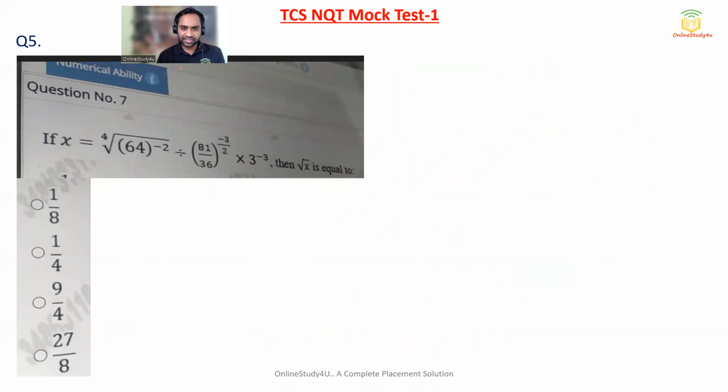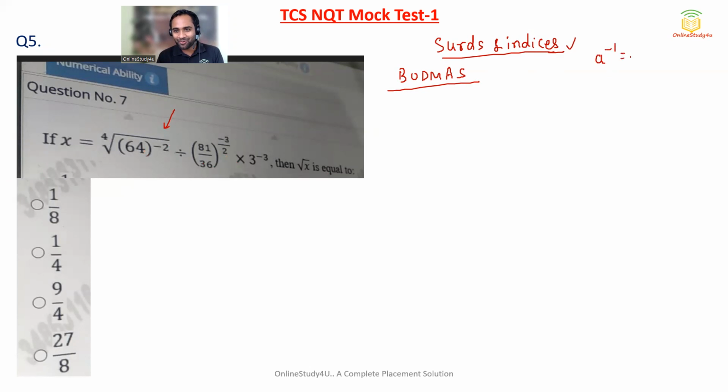So this is based on surds and indices. Again, this is based on surds and indices, and this will be a part of simplification problems. Now, if x is equal to this divided by this into this, then the square root of x is equal to, remember BODMAS, right? So always remember BODMAS. Now let us try to solve this. Before that, I wanted to tell you, sir, how many things you wanted to tell us.